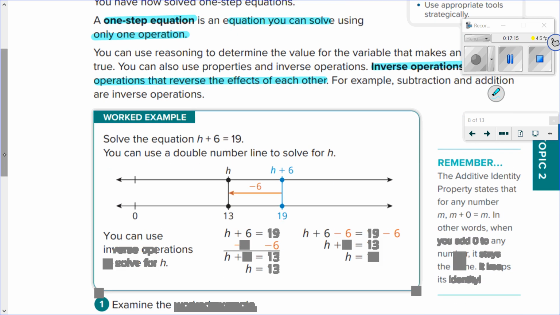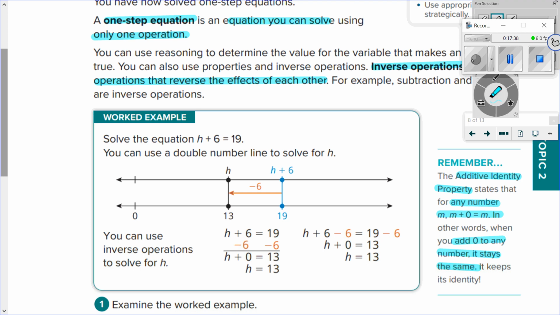We also need to do this one. The additive identity property states that any number, m, if I add 0, it equals m. In other words, when you add 0 to any number, it stays the same. It keeps its identity. Go ahead. So this is actually the property that we are using as we're solving these. We just haven't actually said that yet, but I'll show you how in just a second.